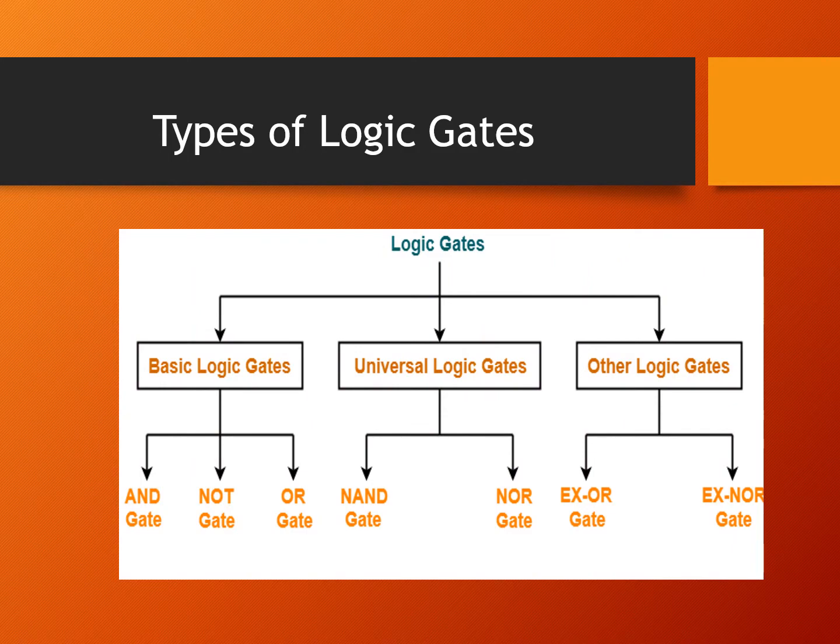Types of logic gates. Logic gates can be divided into three types: basic logic gates, universal logic gates, and other logic gates. In basic logic gates, we have AND gate, NOT gate, and OR gate. In universal logic gates, we have NAND gate and NOR gate. Other logic gates are XOR gate and XNOR gate.